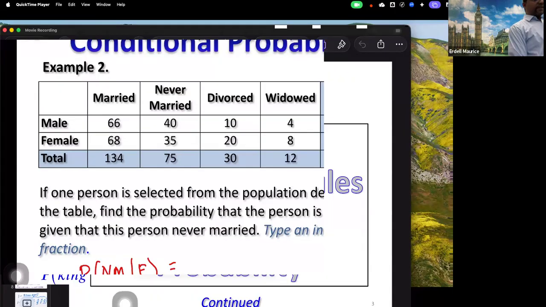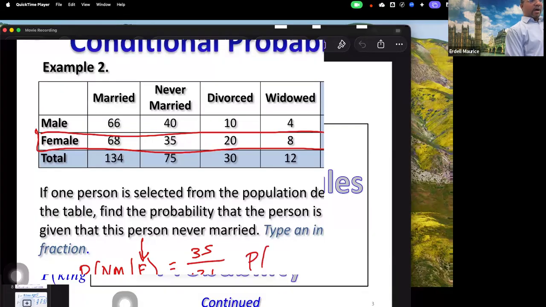So again, you start here with the restriction. We are only looking at women, so we're only looking at this part of the table. Yes? So the total is 131. How many of them have never been married? 35. And so that's the probability. What's the probability of being female given that you have never been married? What's that going to be? It is going to be 35 over 75. I am paused. Questions there?